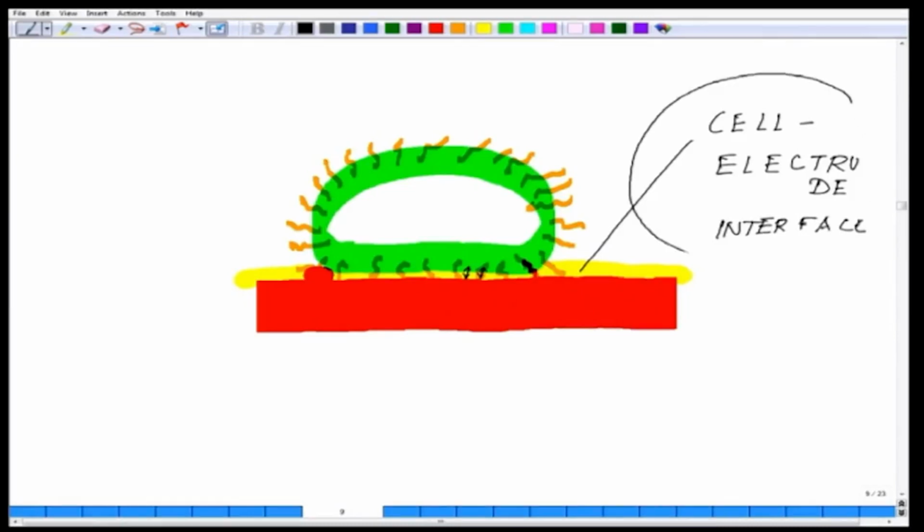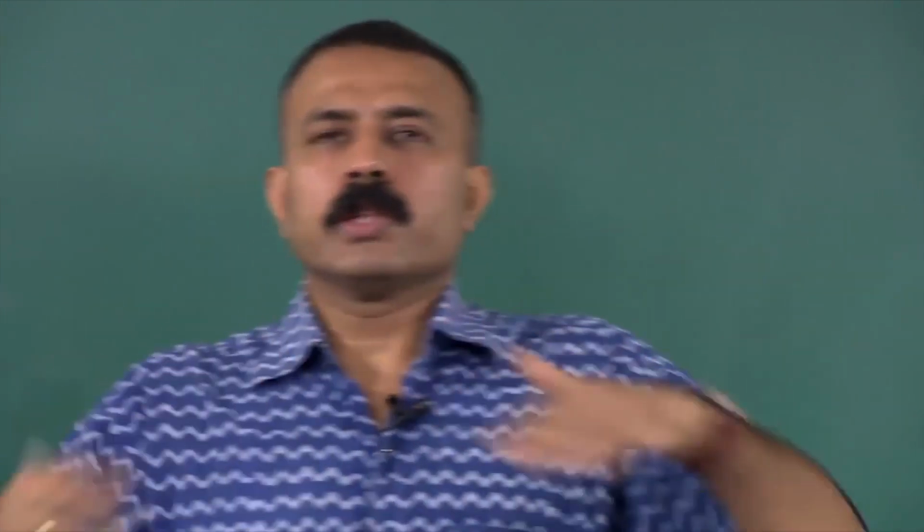The cell electrode interface is one of the critical problems, with a lot of leakage current taking place out here, because this connection, or this sandwiching between the cell and the electrode, is not perfect, and the cell is almost like a sponge structure.